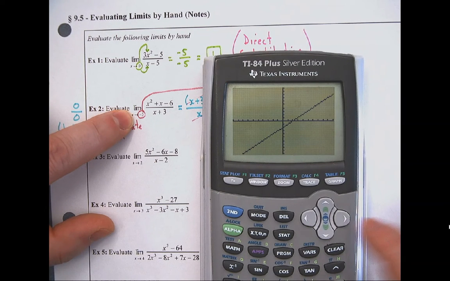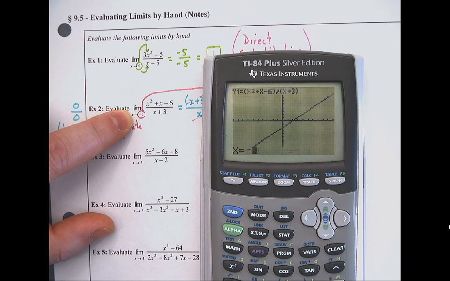Watch what happens when I trace to negative 3. Nope, there's no y value. If I trace to negative 3.01, there's something there. At negative 2.999, there's something there. But at negative 3 itself, it's not there.